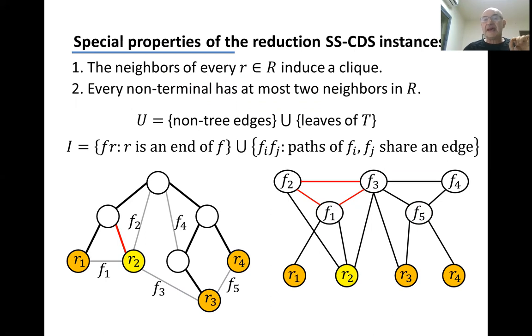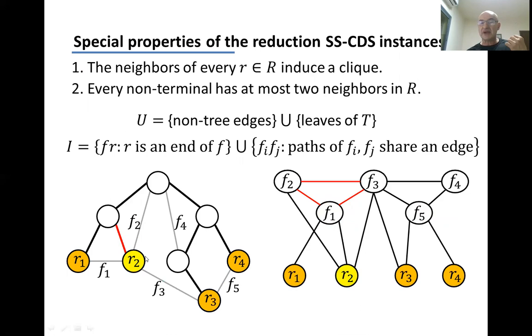Another key point is that the reduction instances have two special properties. The first property is that the neighbors of every terminal induce a clique. For example, consider the terminal L2 and its neighbors, F1, F2, F3. Then these neighbors induce a clique. So why is this so?